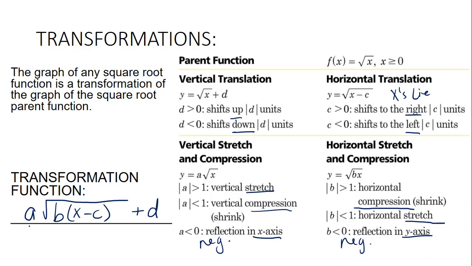So when we look at these, we talk about what they control. Well, your a affects your y. Your b affects your x. Your c also affects your x. And your d also affects your y. That's why it says vertical and horizontal.